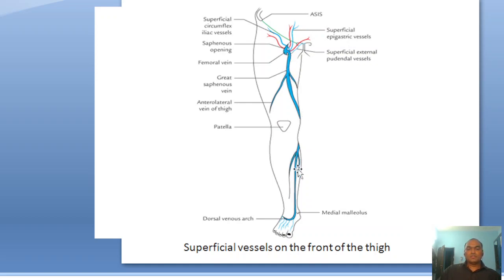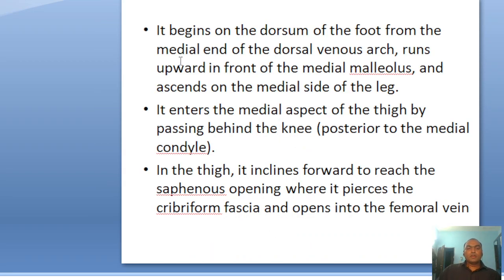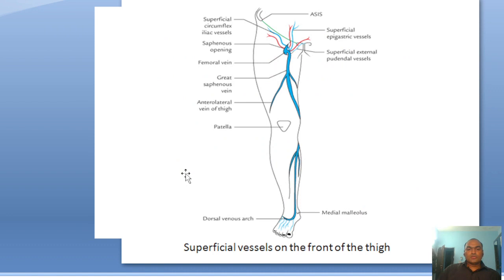These are the tributaries of the vein, the superficial veins: superficial epigastric, superficial external pudendal vessels, veins with arteries, and the superficial circumflex iliac vessels. So these are the superficial tributaries with arteries. This is the great saphenous vein. Okay, so now the course of the great saphenous vein.